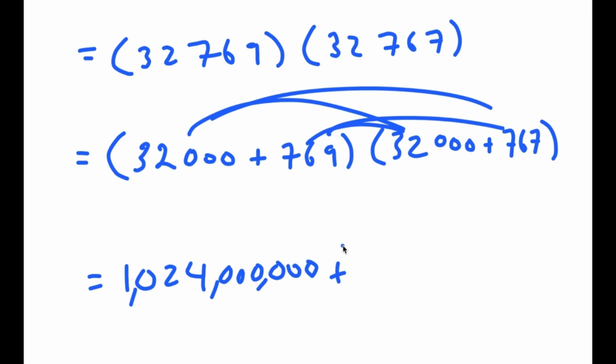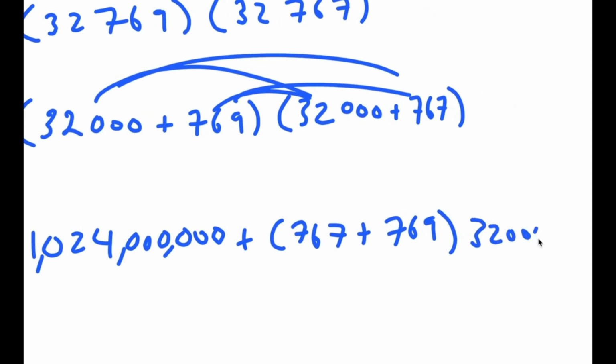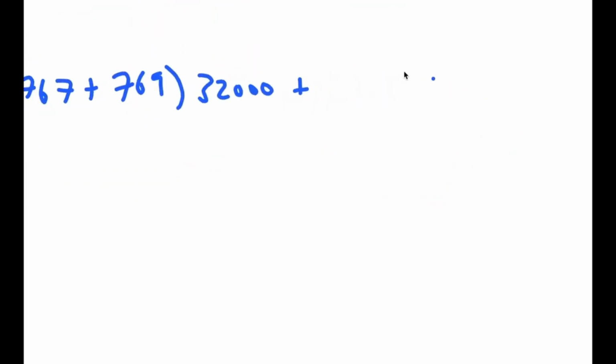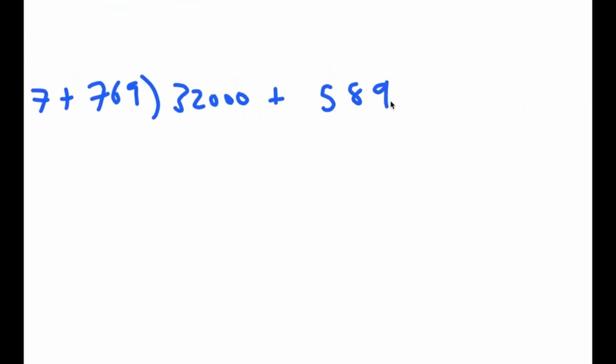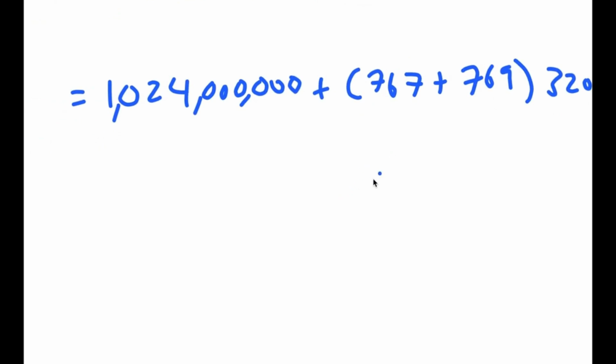32,000 times 767, plus 769. And finally, I have at the end 767 times 769, which is equal to 589,823. So let me add all of this up.